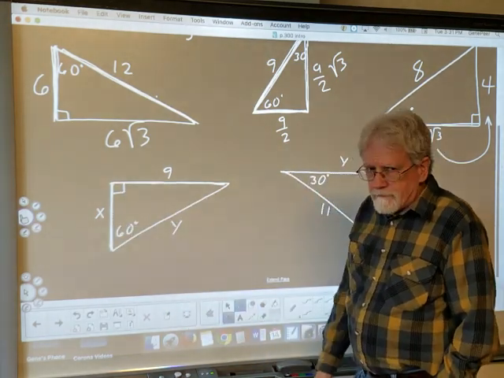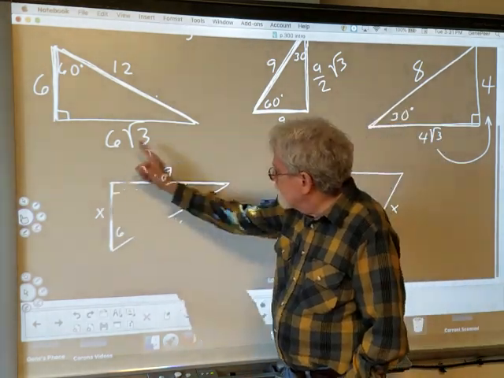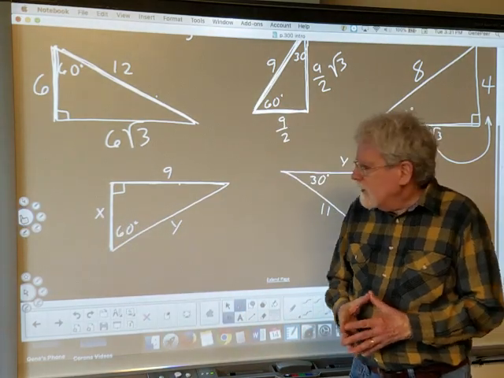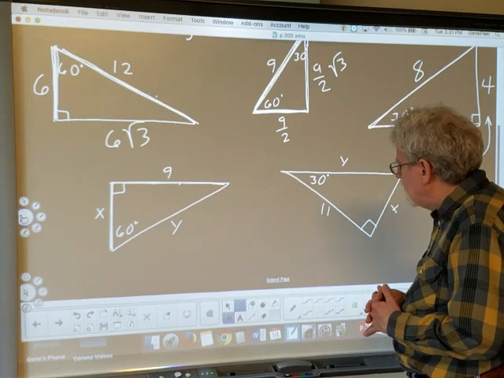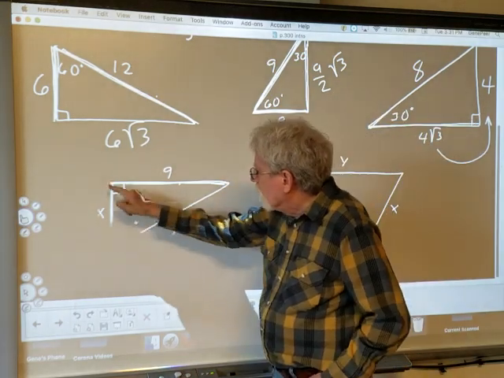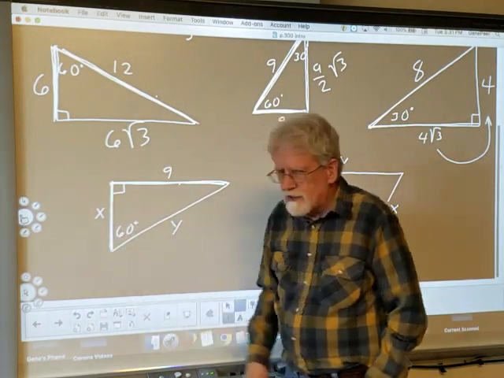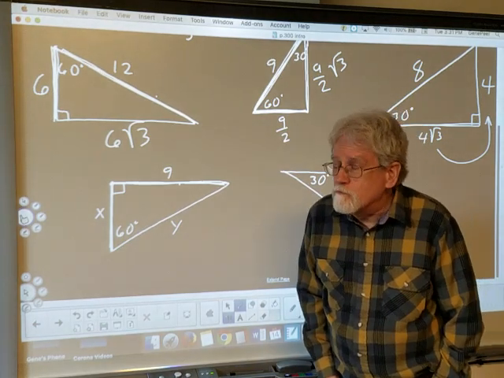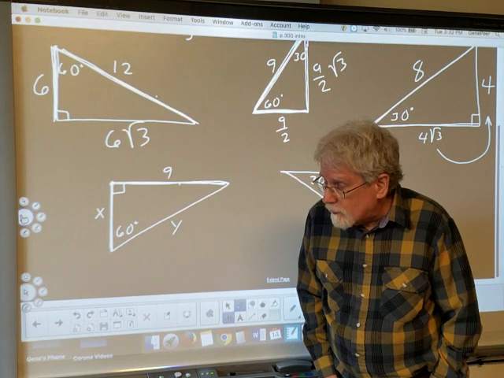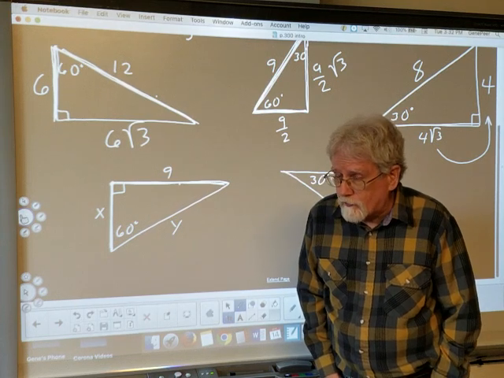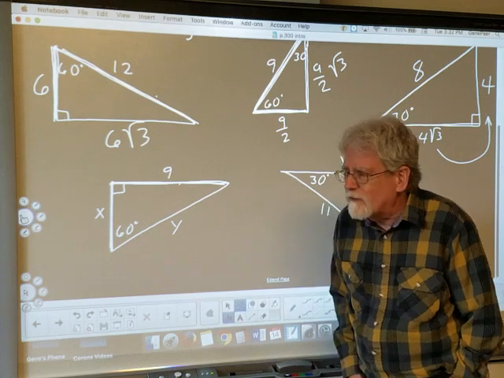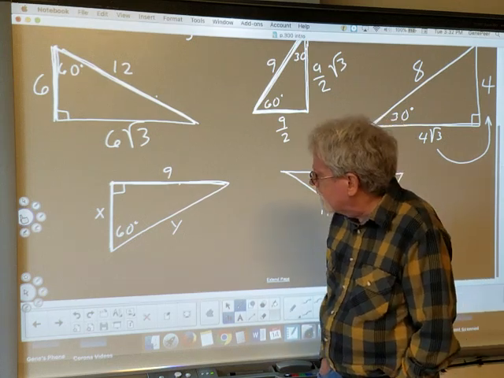Long leg is 9. How do I go from long leg to short leg? Divide by square root of 3. How do I remember if I divide or multiply? Well, from long leg to short leg, aren't you going to get smaller? Does it make sense to multiply by something or to divide by something to make it smaller? Yeah, we're going to divide. That's the only thing that makes sense. We're going to divide by square root of 3.